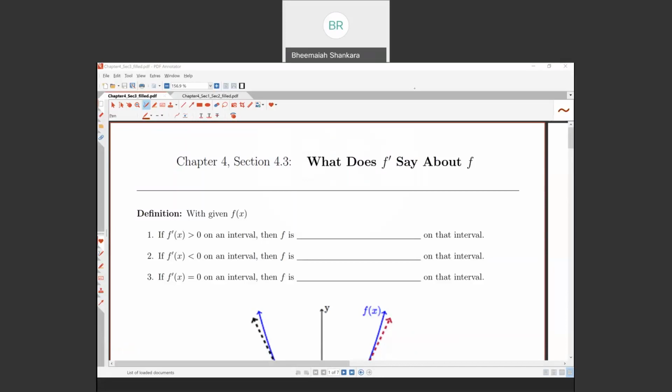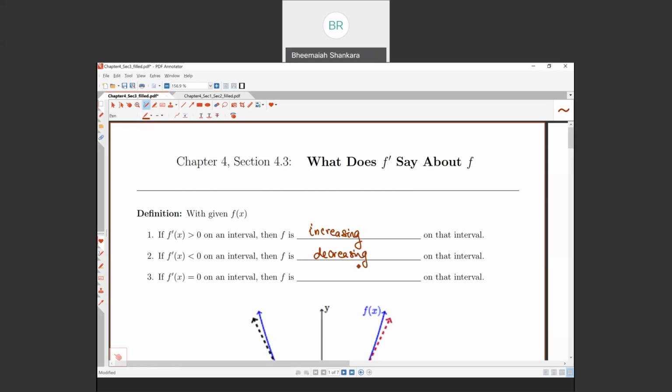So you are given a function f, and if the derivative f prime is greater than 0, which means the derivative is positive on an interval, then the function should be increasing on the same interval. So you can write increasing. If f prime, the derivative of the function, is less than 0, then the slope is negative. If the slope is negative, then the function should be decreasing on the same interval.